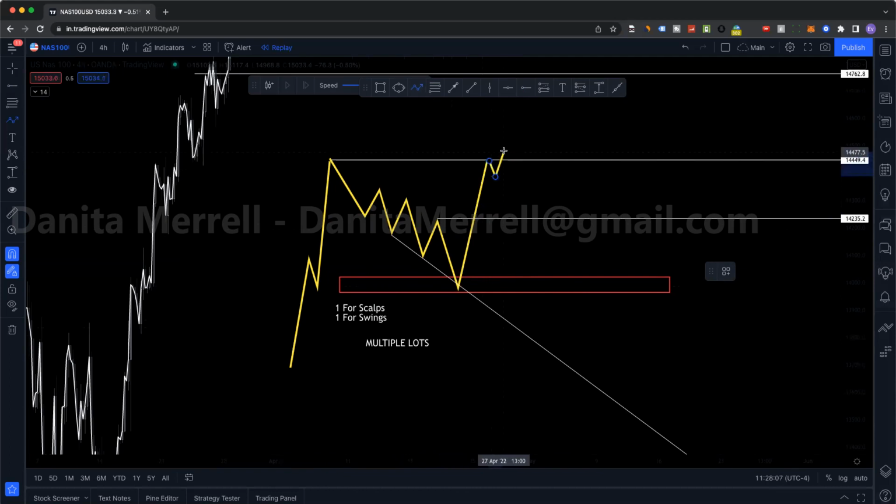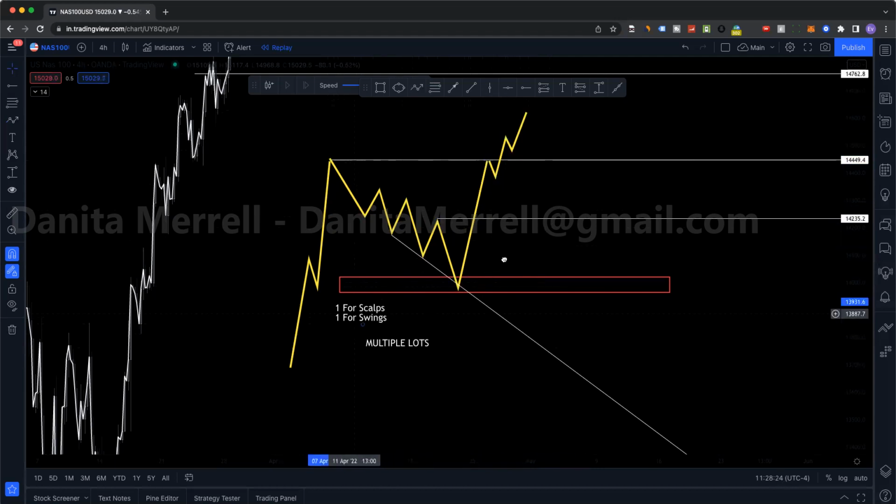pay attention to structure, right? Like if I don't get a breakout, then I can hold longer, and then I can also add more positions, and I'll just keep doing this. I'll add a position for a scalp and I'll add a position for a swing, and I'll just keep doing that all the way up. So that's basically how you can manage this.